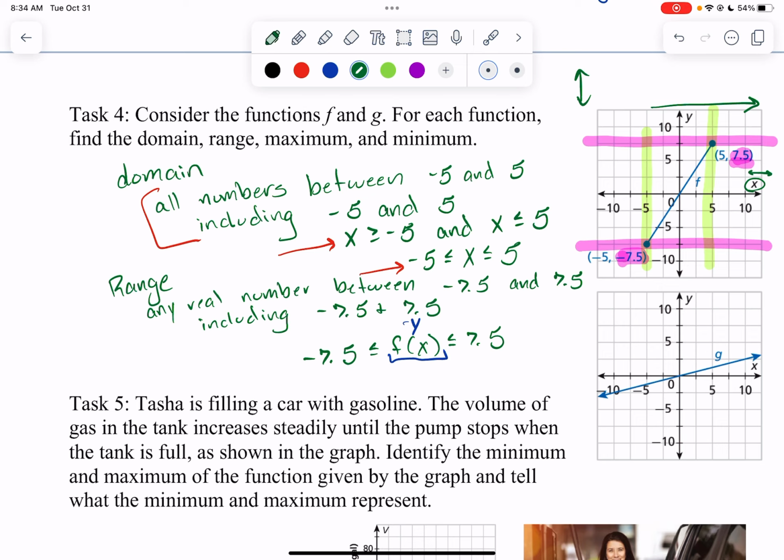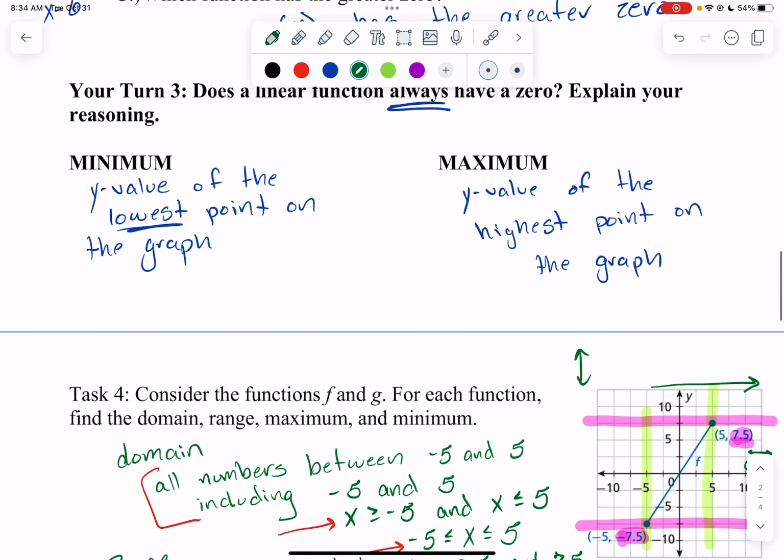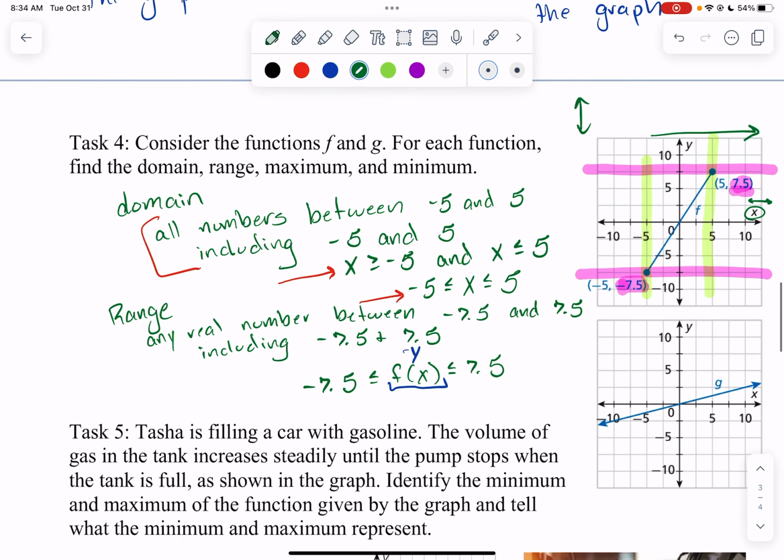So it has a high point, it has a low point. So now we need to find the maximum and the minimum. The maximum is the y value of the highest point. This does have a highest point. The highest this graph goes is up here. So I would write my maximum is 7.5. Again, that's the y value of the highest point. And my minimum, it does have a lowest point. Minimum is negative 7.5. Okay, all right, so that was all for f.